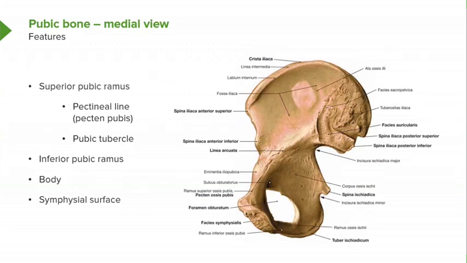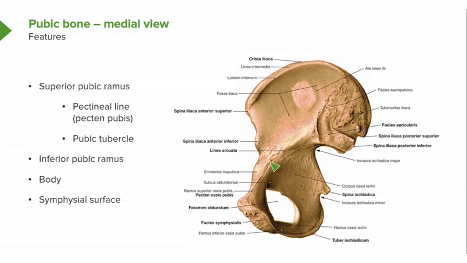The last bone that makes up the pelvic bone is the pubic bone. Here we're looking at a medial view, and let's highlight some of the features of this particular bone. The first feature is this ramus located along here. This is referred to as the superior pubic ramus.